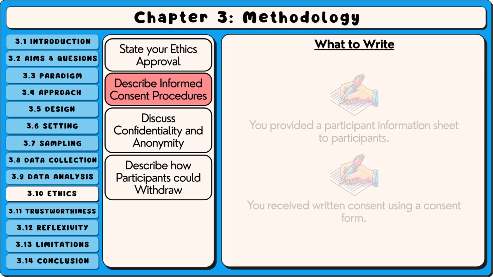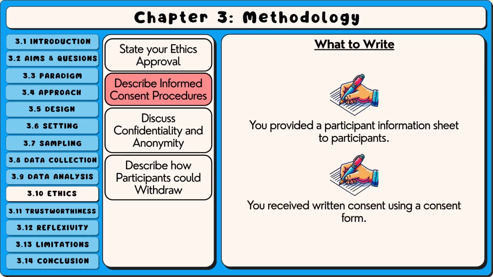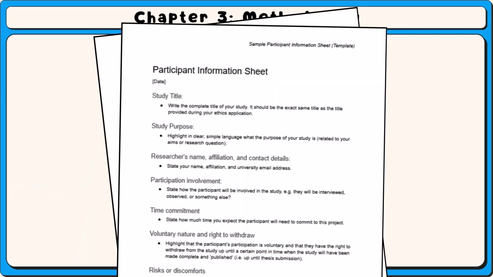The next step is to describe your informed consent procedures. This will involve explaining that you provided a participant information sheet to the research participants to inform them of what was in your study, and that you received written consent using a consent form that the research participants signed. I have a participant information sheet and consent form templates in with the additional resources if you need them.